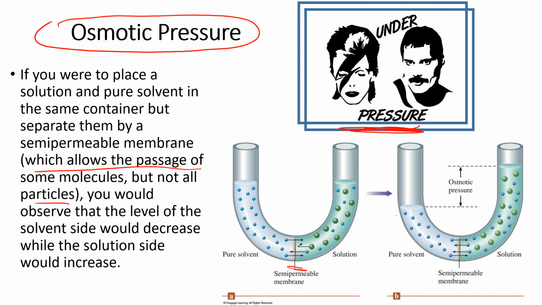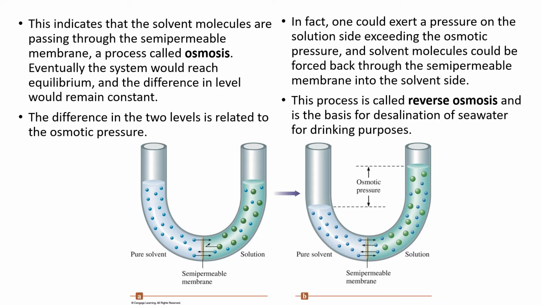Eventually it will be constant, once the pure solvent is able to go through the semi-permeable membrane, it will eventually be at a constant pressure, if you will. This is a process called osmosis. You probably heard of this in biology last year. The difference between the two is the osmotic pressure.